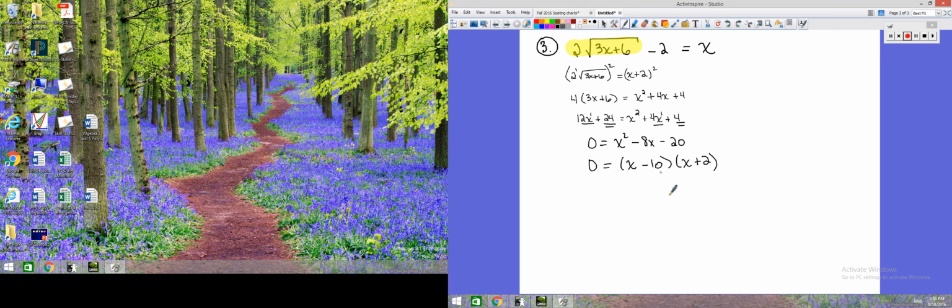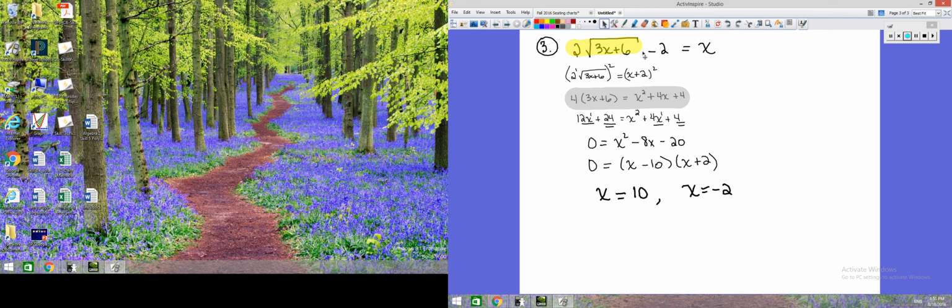So hopefully that helps. So possible solutions, or at least solutions to this equation, are 10 and negative 2. Now, that might not be the same solution set as our original equation, because when we square both sides of the equation, we introduce the possibility of extra solutions that they call extraneous to the original equation.